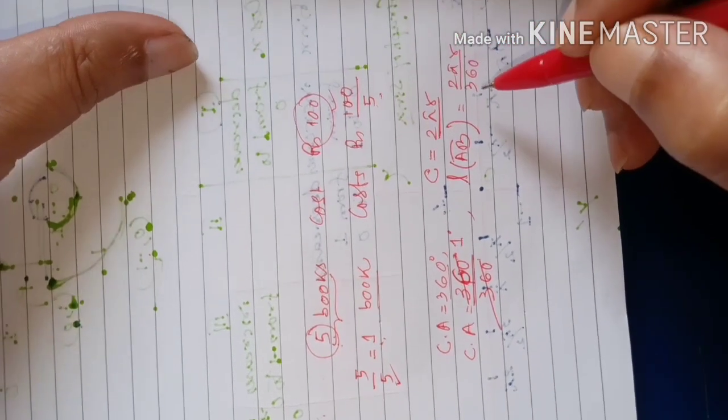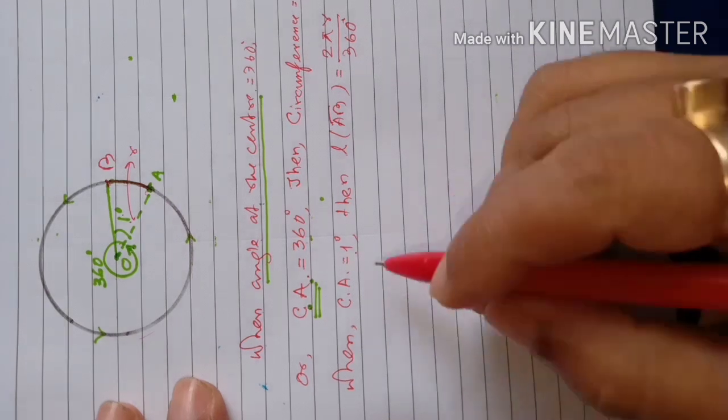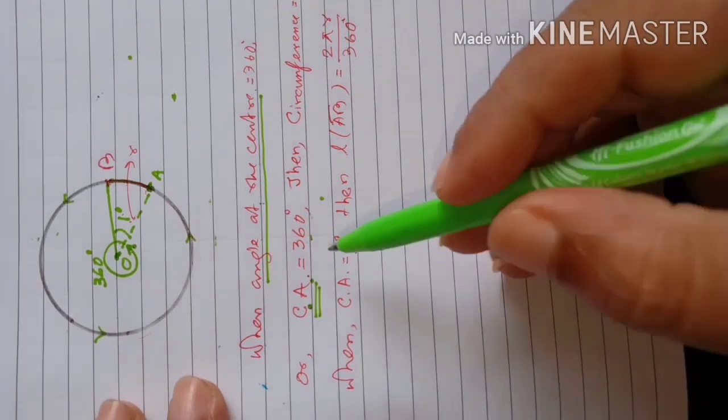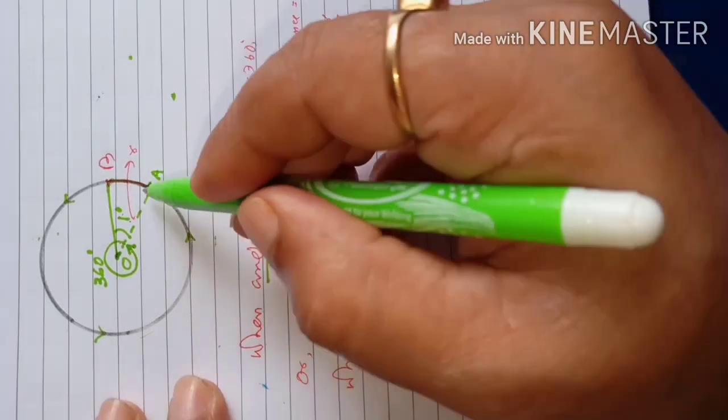Is it clear, dear students? So that is what I have shown there. So here you can see, that's why when the central angle is 1 degree, then the length of the arc, that time it will become an arc only.